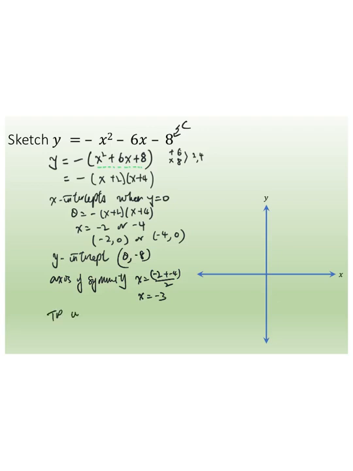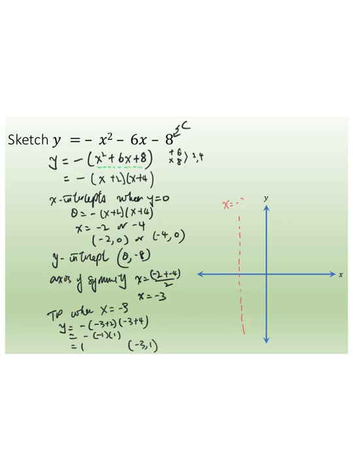Now substituting to find the turning point. The turning point is when x equals minus 3. So therefore y equals minus (minus 3 plus 2)(minus 3 plus 4). Minus 3 plus 2 is minus 1. Minus 3 plus 4 is 1. So therefore, the turning point has y equal to 1, and the coordinate is (minus 3, 1). So now we can start sketching the graph, starting off with x equals minus 3. This is the axis of symmetry.